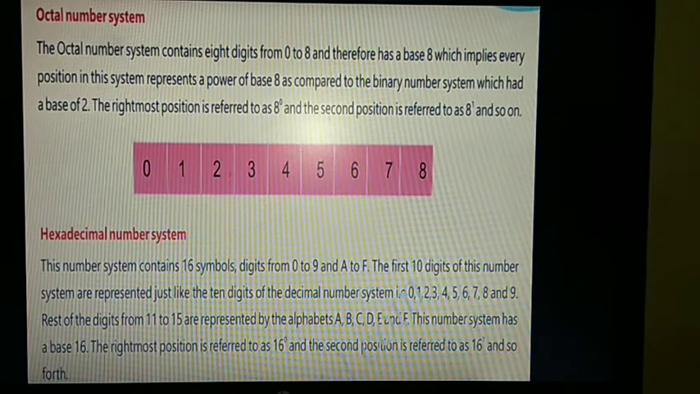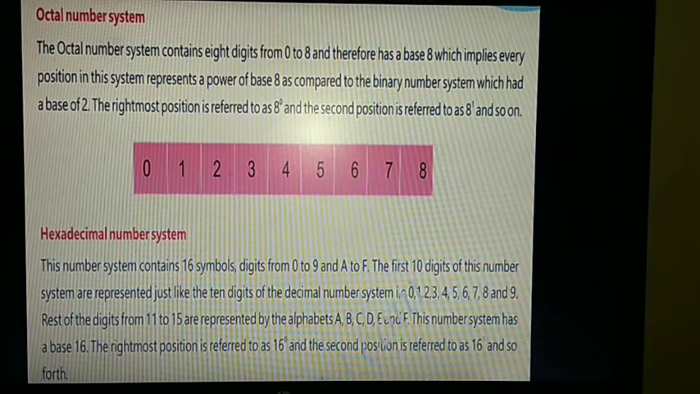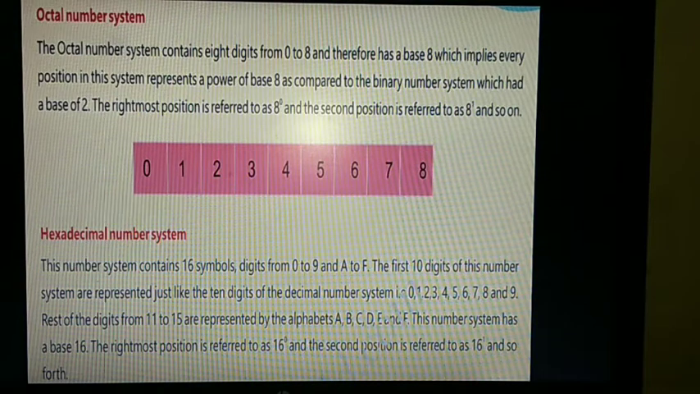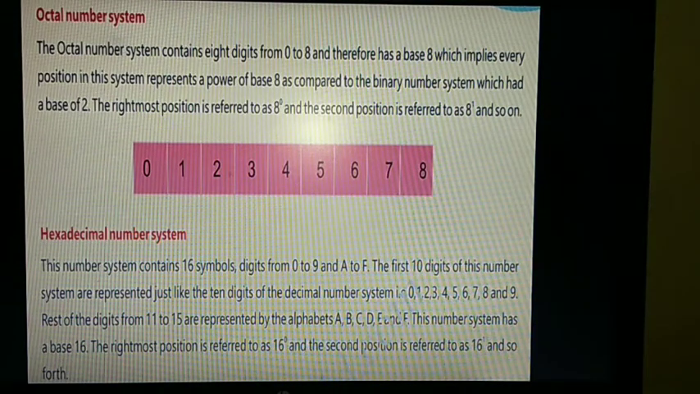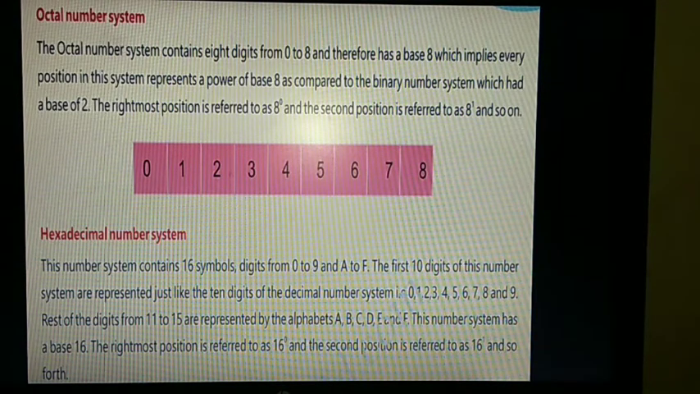Next, the hexadecimal number system. By the term hexadecimal number system, you can understand that it contains 16 symbols. Why 16 symbols? Till now, in binary we discussed digits, decimal again digits, octal again digits. Now in hexadecimal we are saying symbols. Why symbols? Just look.